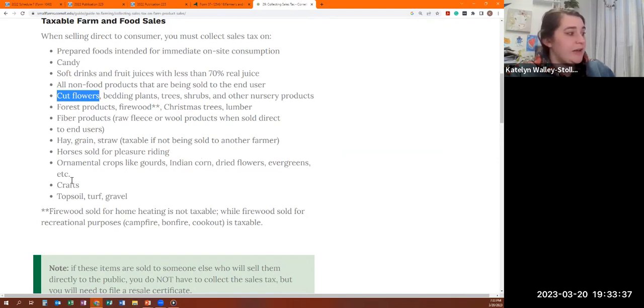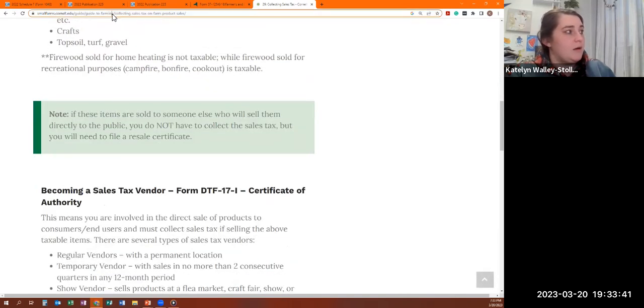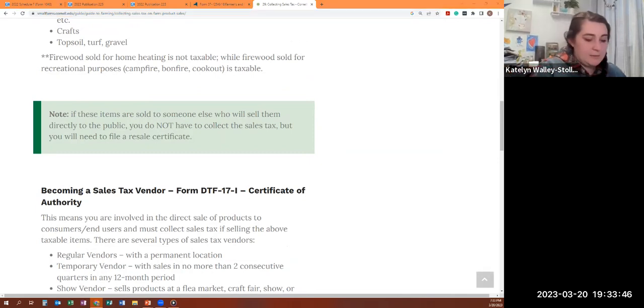Horses for pleasure riding, crafts, topsoil, turf, gravel, ornamental crops. And then it also goes into how to get the certificate. I'm sorry about that. I'm going to include that link here.